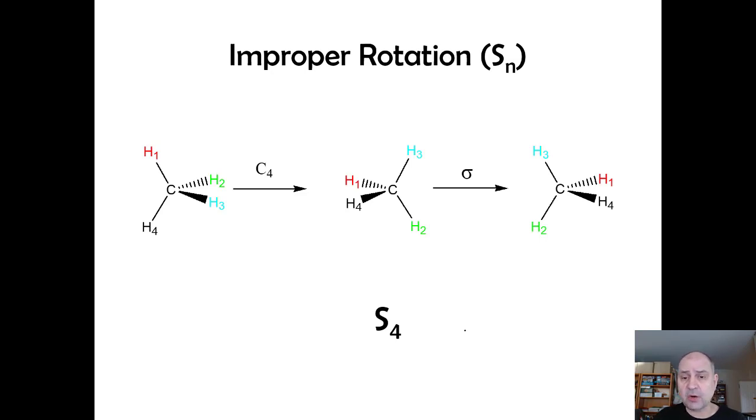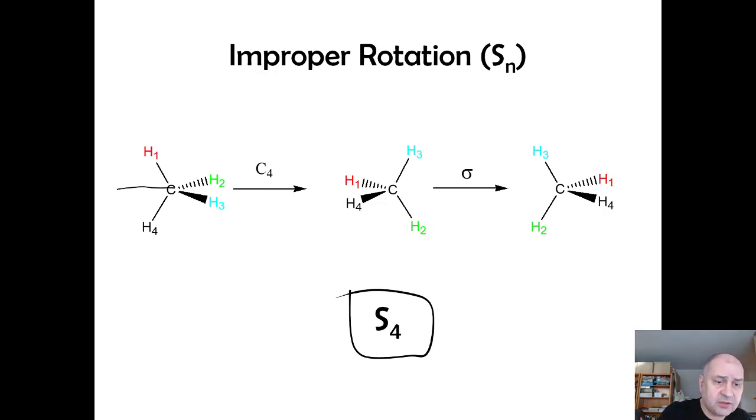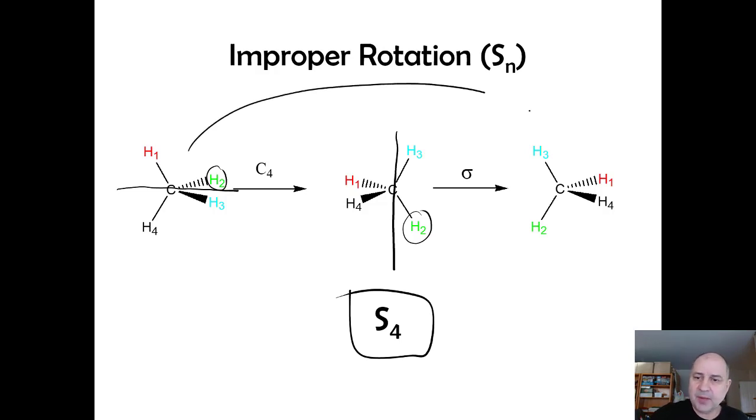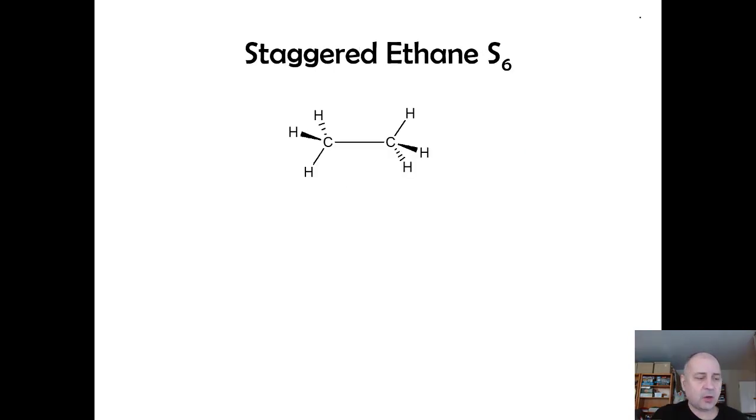So here I've color coded the operation of the S4 for methane, and we are doing a C2 here, where let's just focus on H2. If we rotate that, it ends up here at a 90-degree angle, so obviously that's not a valid operation. But when you do the horizontal mirror through that, it ends up being in its original position, so we have an S4. One last example, and then I think we've all had enough.